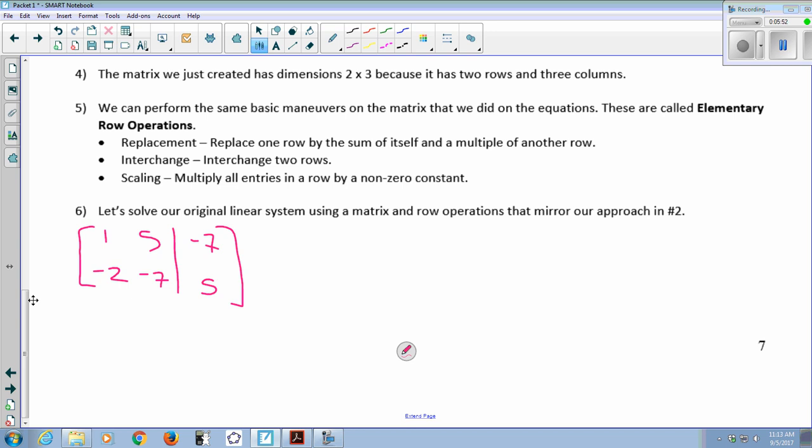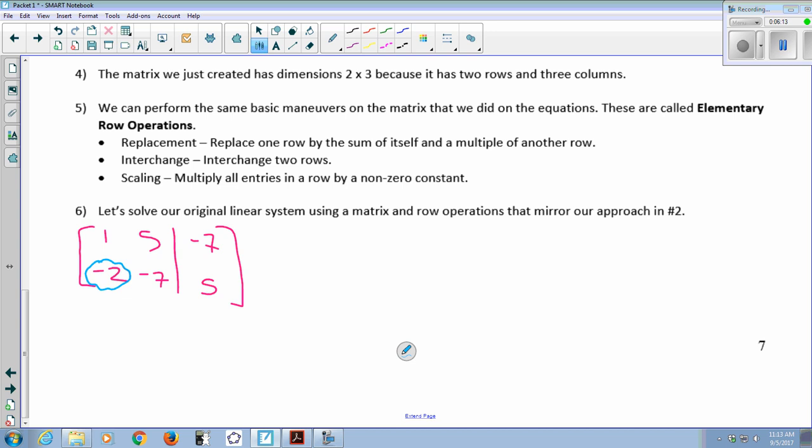Okay, so I have a 1 here. I want to get rid of the -2. That's what we did before. We tried to get rid of the x's, so we multiplied the first equation by 2, added it to the second equation. So I'm working on this -2. I want it to be a 0.